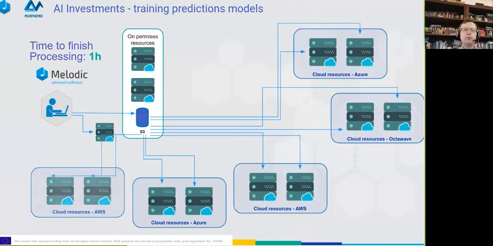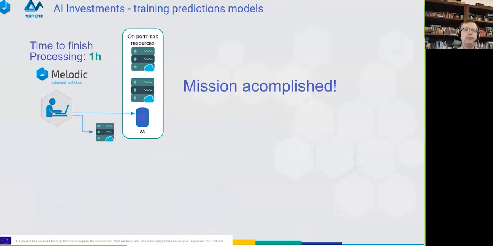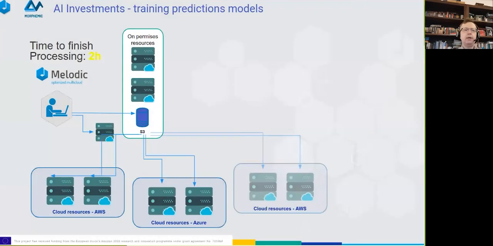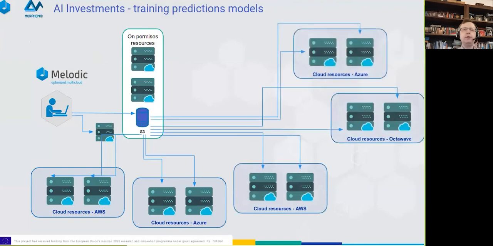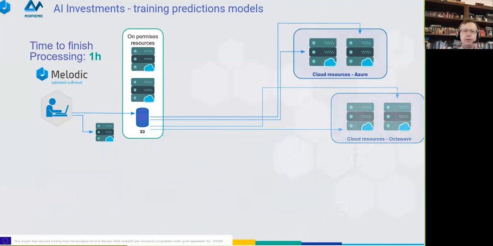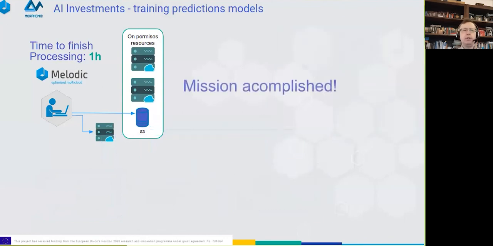New resources are added, the training starts on these new resources, and Melodic again calculates the time. It's still too high, so new resources are added. And in that case, the training is finished in 1 hour as expected. After the training, the results are stored, and all of the cloud resources are removed to save cost and to save money. So as you can see, the use case is very simple, but very powerful.